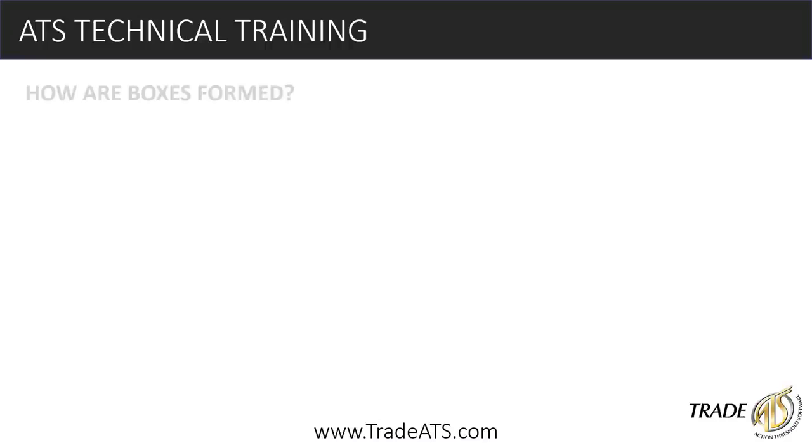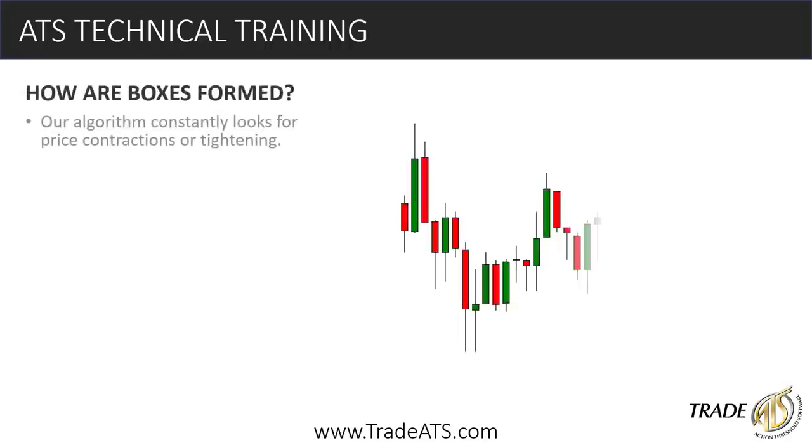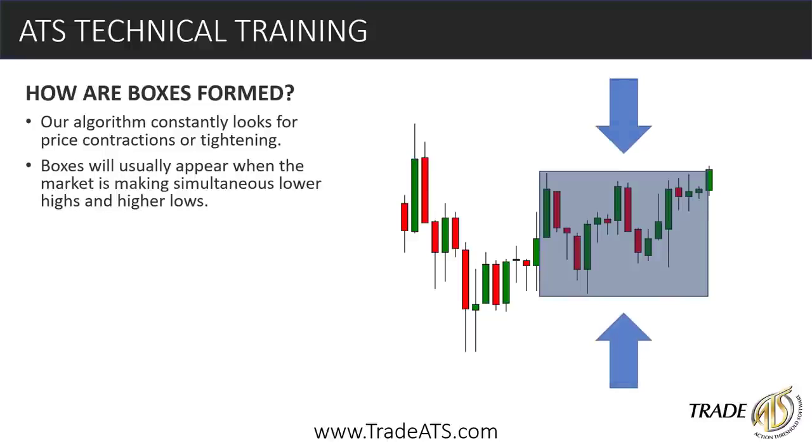So the first thing we're going to talk about is how our box is formed. The ATS algorithm constantly looks for price contractions or tightening. Basically, the definition of a contraction phase in the market, tightening of price. Our algorithm is constantly scanning the chart for that to trigger, and when it does, it will form a box. The boxes will usually appear when the market's making simultaneous lower highs and higher lows. Now, there's more that goes into it than just that, but as a general rule of thumb, when price is tightening up, you're going to expect to see a box pretty soon.